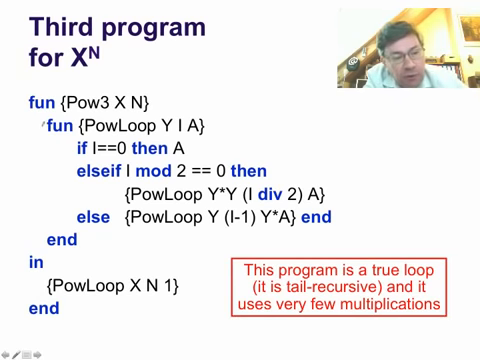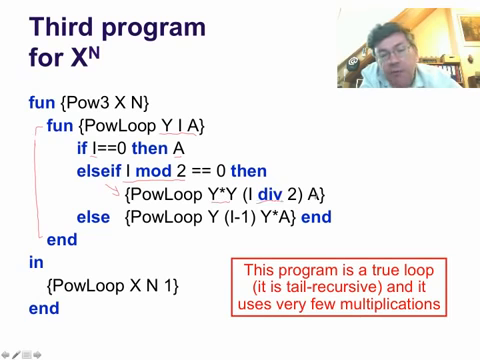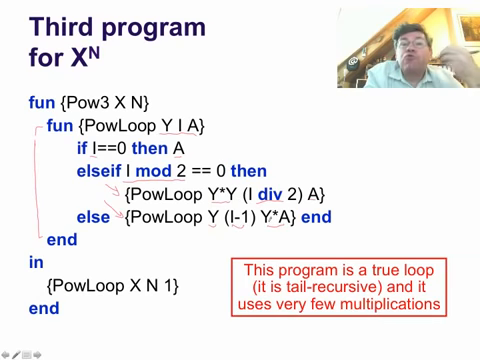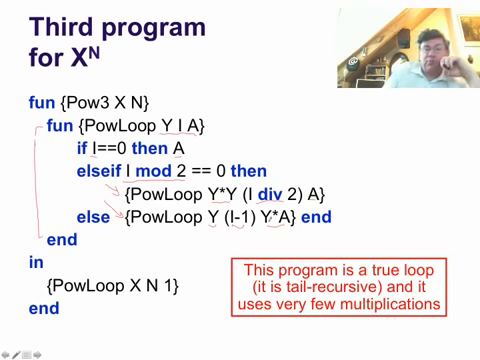So we have here an internal loop, pow loop, with 3 arguments, y, I, and a, the 3 arguments that are part of the invariant. If I is equal to 0, then the result is a. Otherwise, if I is even, so now we're going to apply the 2 rules. If it's even, we apply the square rule. So we have y squared, I divided by 2, and a. If it's odd, we have y, I minus 1, and y times a. So this program is a true loop. It is tail recursive, and it uses very few multiplications.